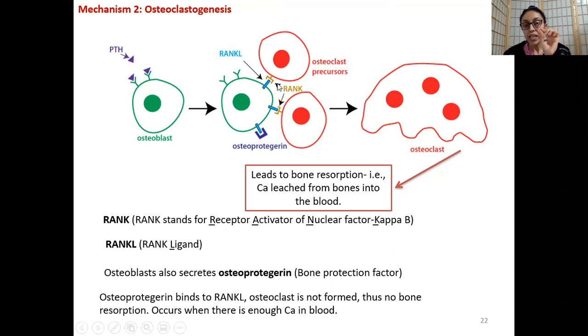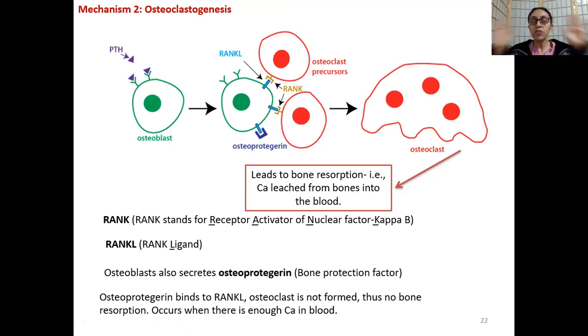Now this helps in the conversion of osteoclastic precursor to osteoclast. The difference between osteoclastic precursor and osteoclast is that osteoclast has multiple nuclei. So you see over here 3 nuclei, it looks like a mini alien. But the osteoclastic precursor just has 1 nucleus, a normal looking cell. This looks like an alien cell, but this is there in our body. Now this osteoclast, guys, is the one which increases bone resorption, meaning release of calcium from the bone into the blood.